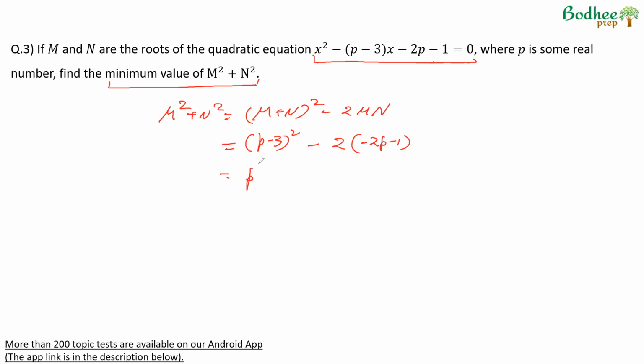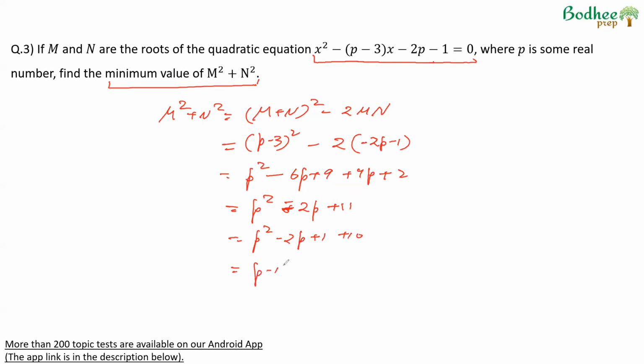So this becomes p square minus 6p plus 9 plus 4p minus 2, which is p square minus 2p plus 11, which can be written as p square minus 2p plus 1 plus 10, which is nothing but (p minus 1) whole square plus 10. We have to find the minimum value of m square plus n square.